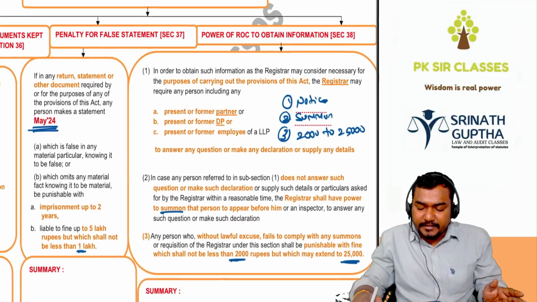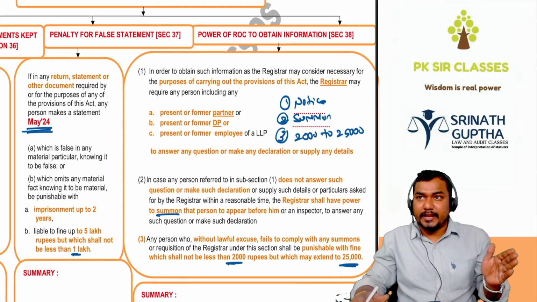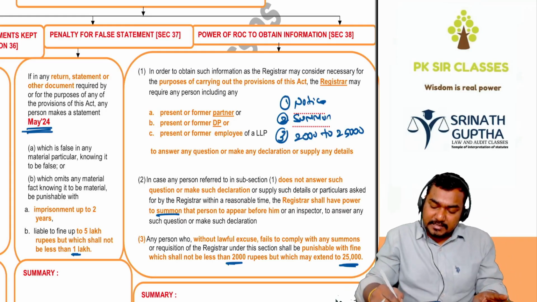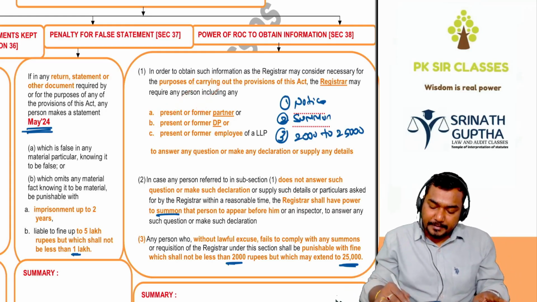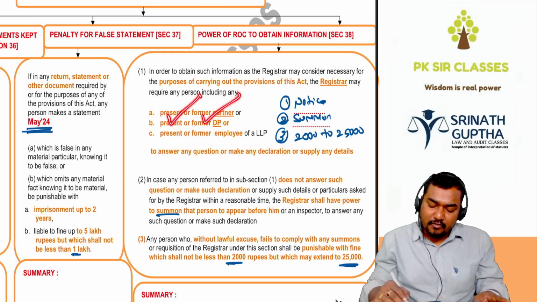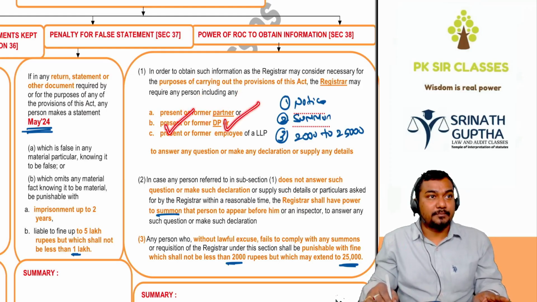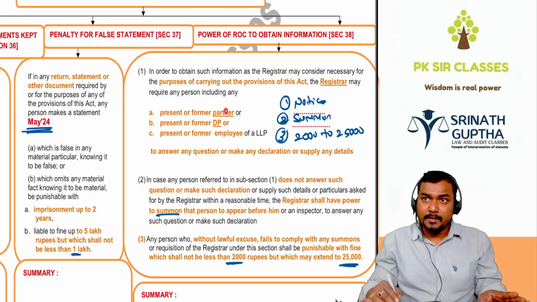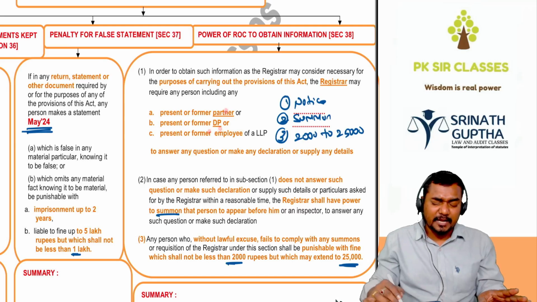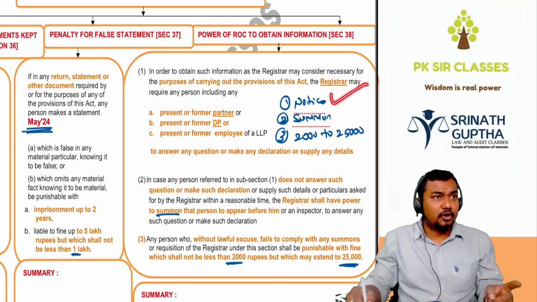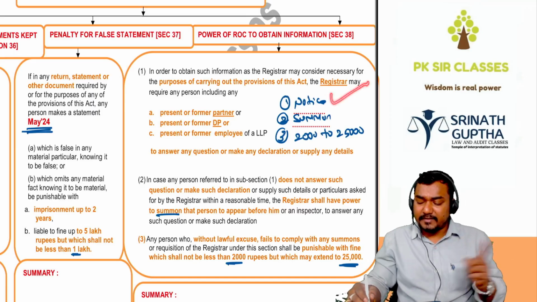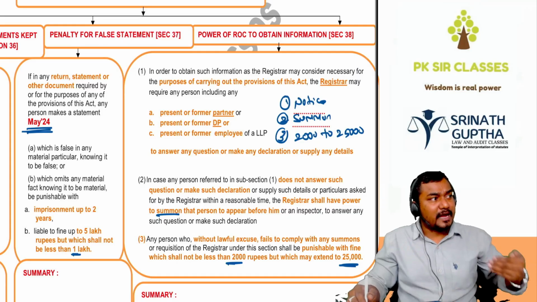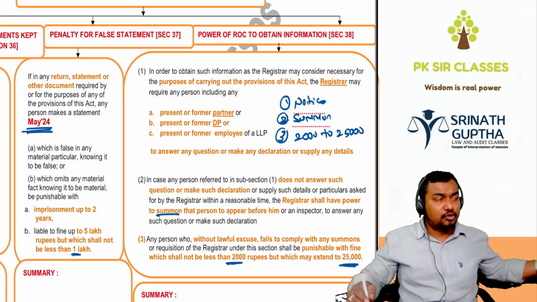Power of ROC to obtain information. If the ROC requires any information, the ROC may obtain it from the LLP, from a present or former partner, from a present or former DP, from a present or past employee. First, the ROC will give a notice. You have to respond to the notice and provide the information. Otherwise, the ROC will give a summons. Summons means a legal notice to appear before him. So the ROC may ask you to come to his office and present before him to provide the information.